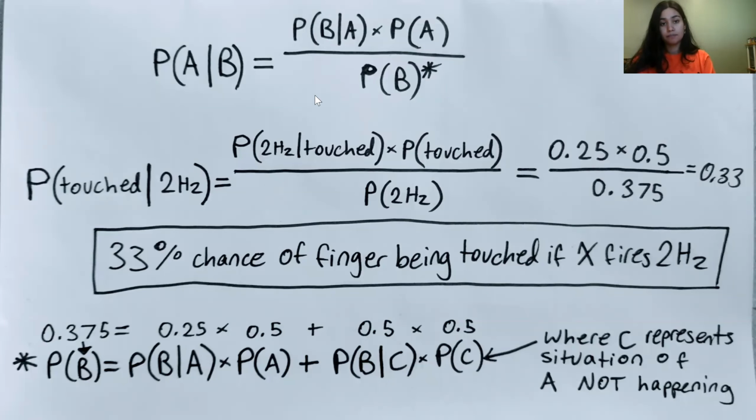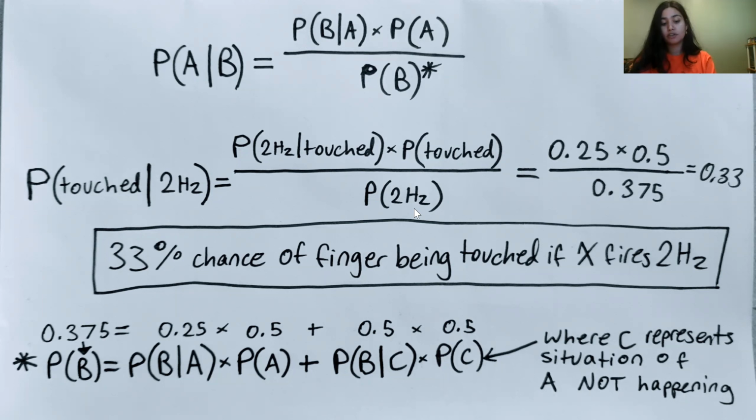So here, what this basically is saying is that the probability of a situation A happening, given (this symbol means "given") a situation B, is equal to the probability of the situation B happening given situation A, times the probability of situation A happening at all, over the probability of situation B happening at all.